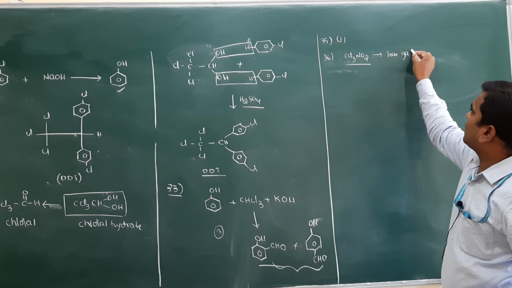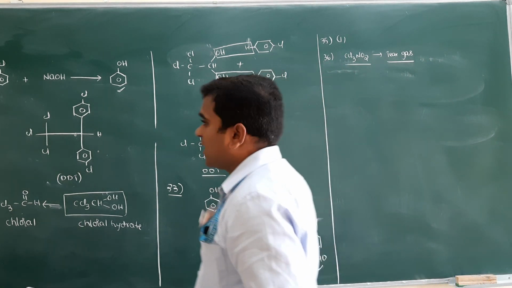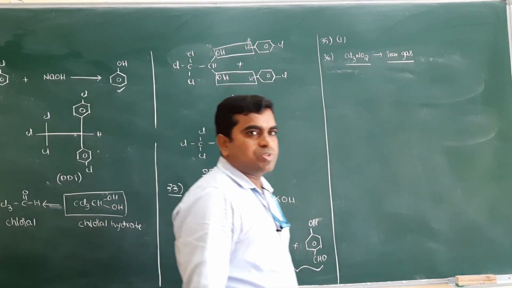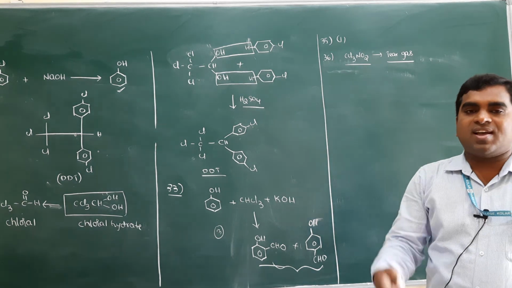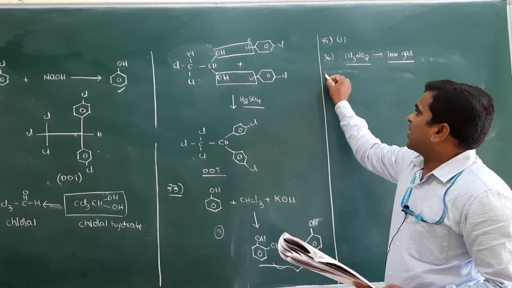It can also be used as which gas here? Tear gas. Clear? So it is used as tear gas, and I already mentioned that tear gas and phosgene were used as poisonous gases in World War I. Clear? So next one, question number 37.